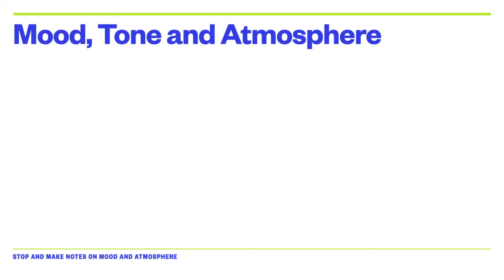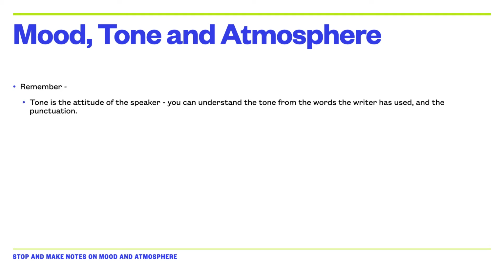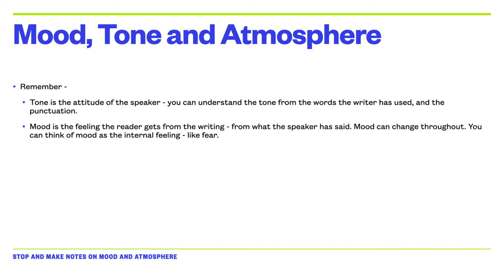Now we're on to mood, tone, and atmosphere. Okay? So remember that tone is the attitude of the speaker. You can understand the tone from the words the writer has used and the punctuation. Mood is the feeling the reader gets from the writing, from what the speaker has said. The mood can change throughout. You can think of the mood as the internal feeling, like fear.